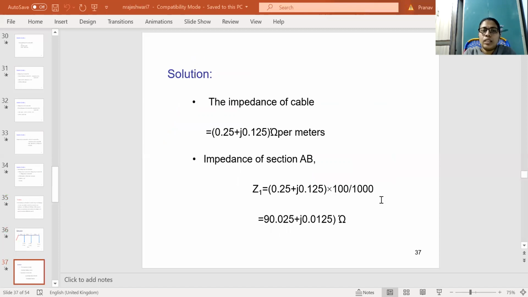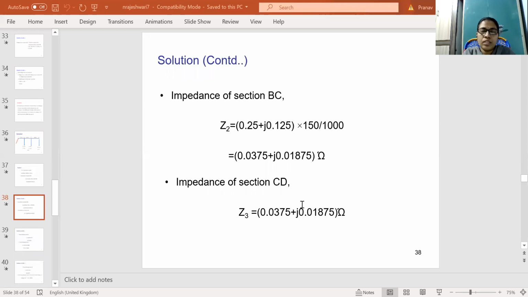The impedance of the cable is given by 0.25 plus j0.125 ohms per kilometer. So for Z1, section AB, 0.25 plus j0.125 into 100 divided by 1000. We'll get Z1 as 0.025 plus j times 0.0125 ohms.